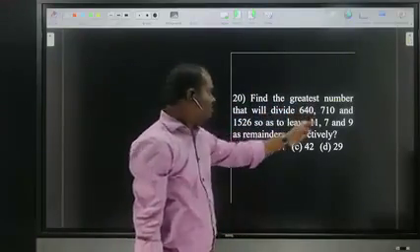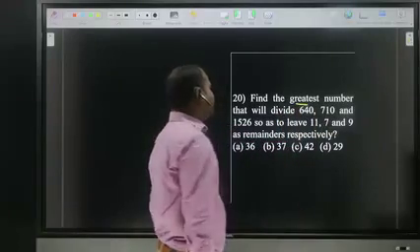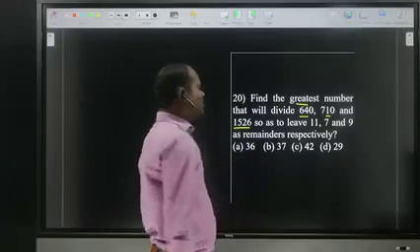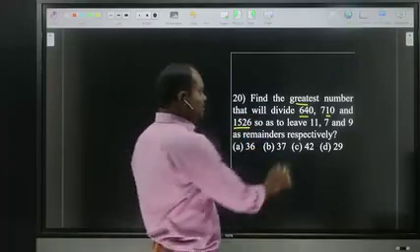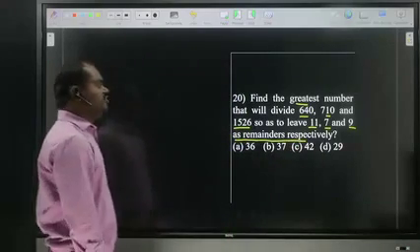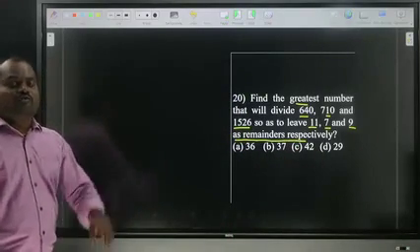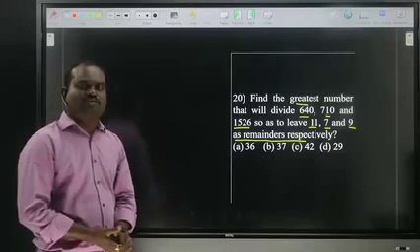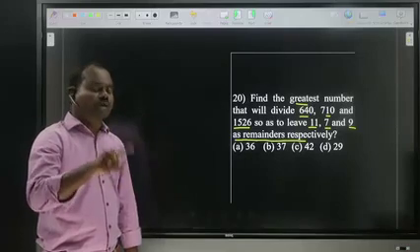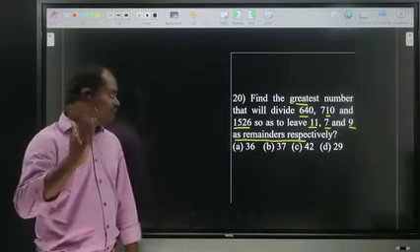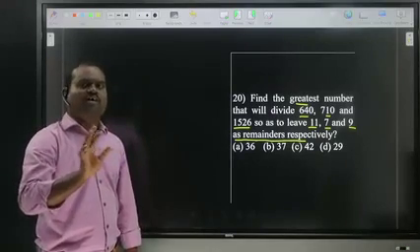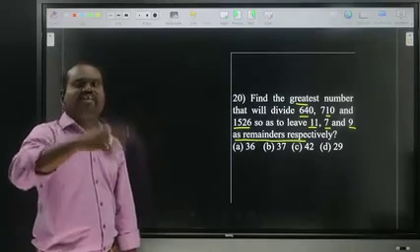Next, find the greatest number that will divide 640, 710, 1526 so as to leave 11, 7, 9 as remainders respectively. What is the difference between the previous and present question? Earlier, everywhere the same remainder. Now everywhere different remainders. Whenever there are different remainders, first of all subtract. Same logic, whether same or different: whatever the remainder, subtract it, then take the HCF.